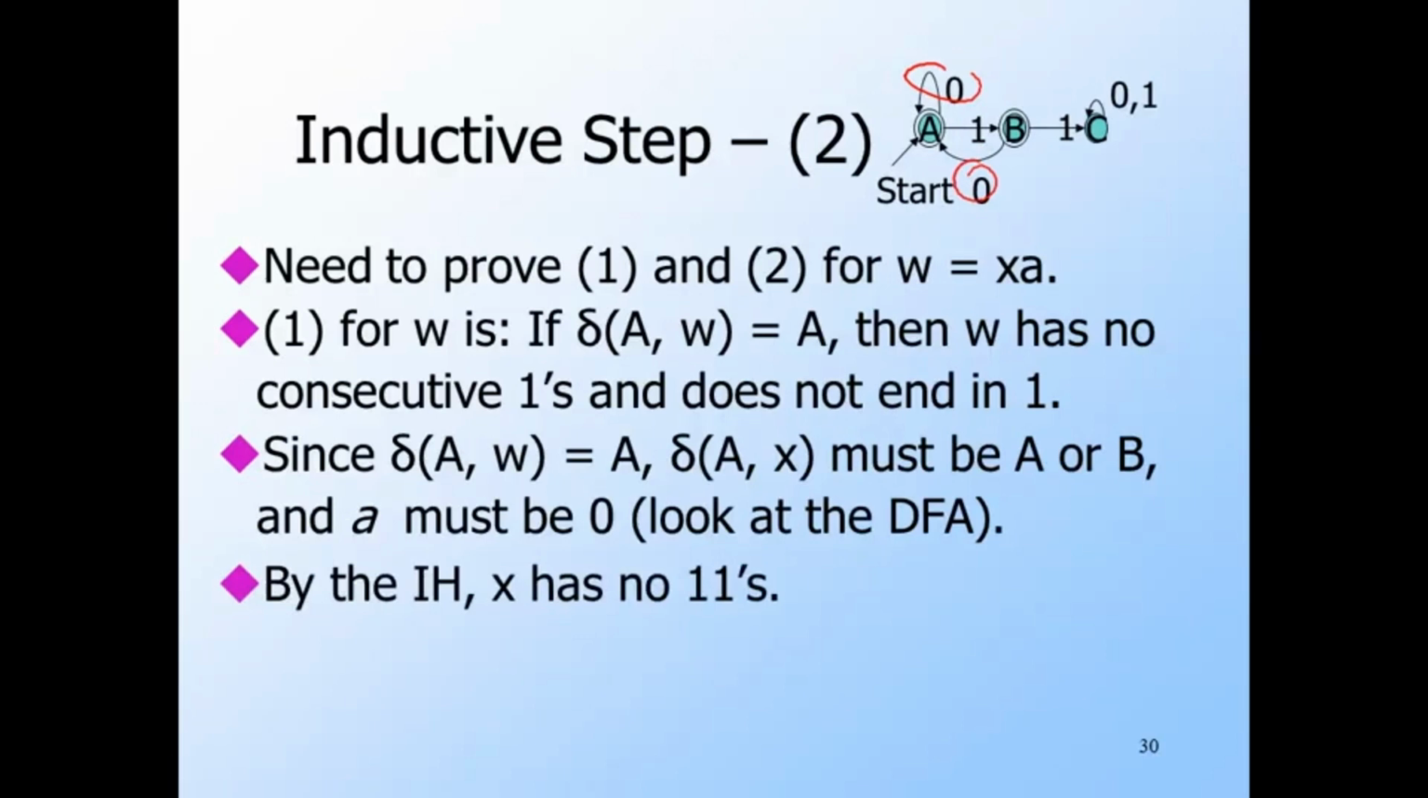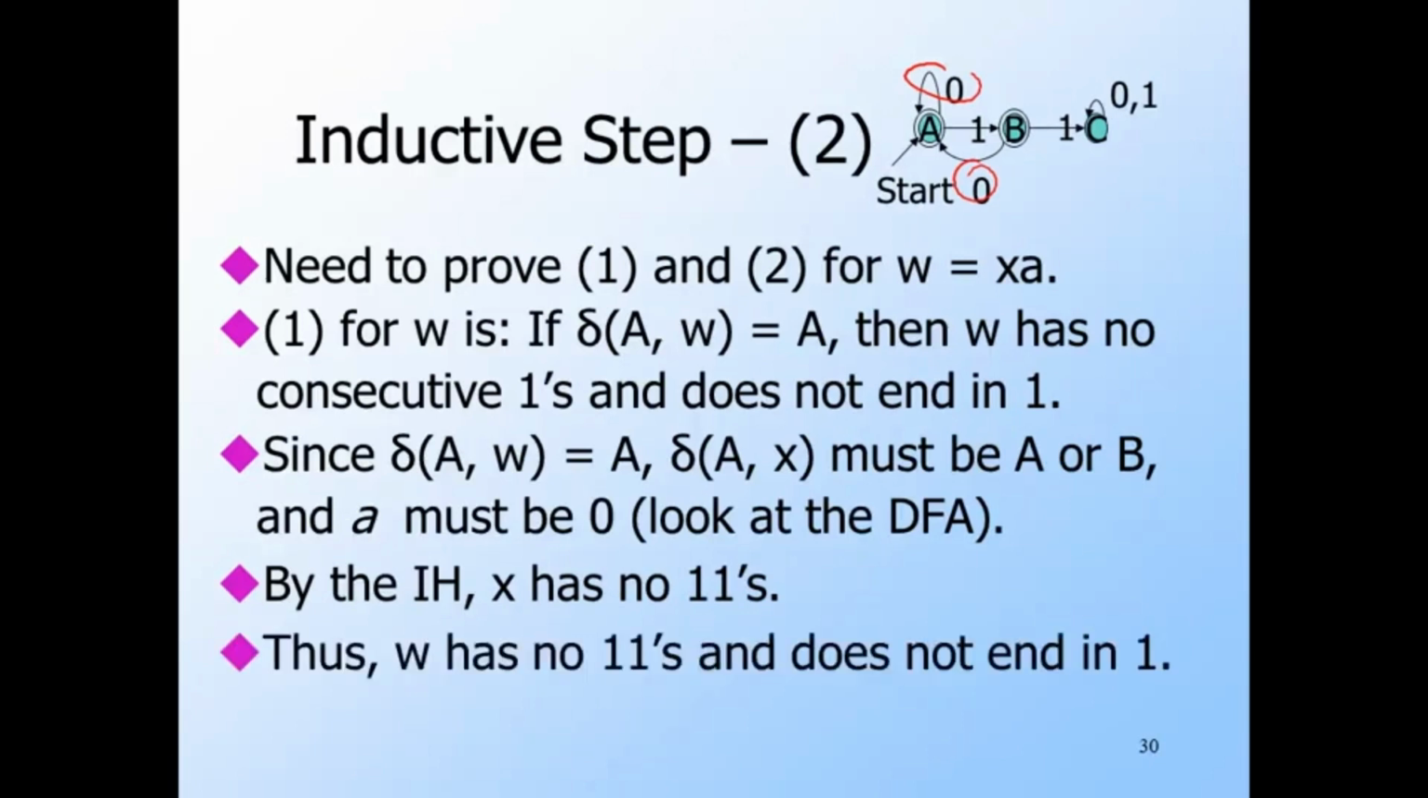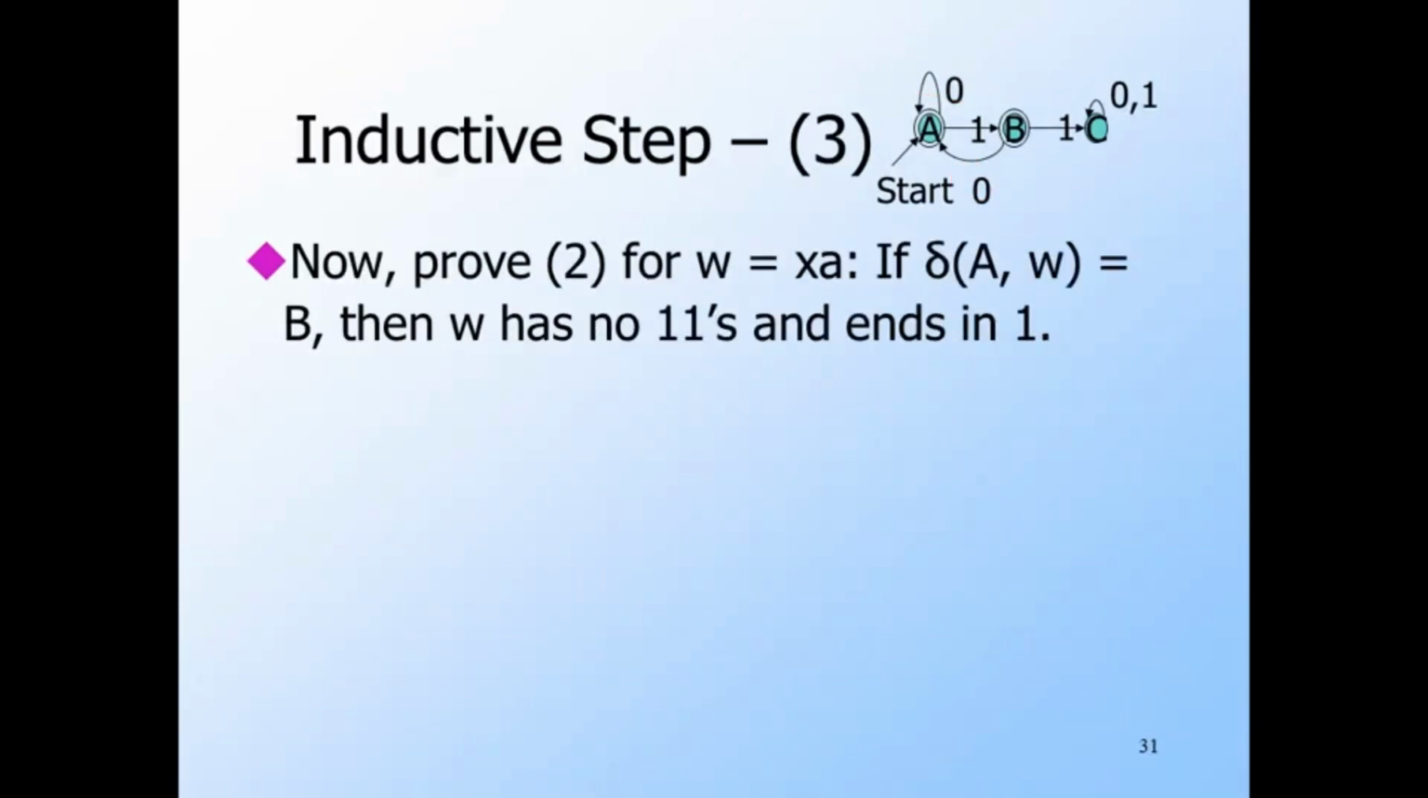Now, regardless of whether X gets us to A or B, we can conclude, using the inductive hypothesis, that X is good. It has no consecutive ones. Thus W, which is X followed by 0, also has no consecutive ones, and it surely does not end in 1. Now for part 2. If delta of A and W equals B, then W is good and ends in 1.